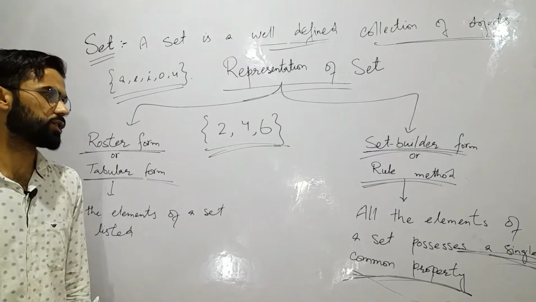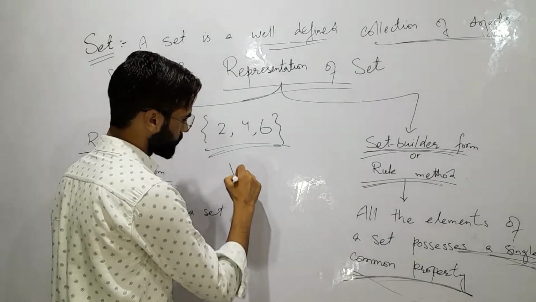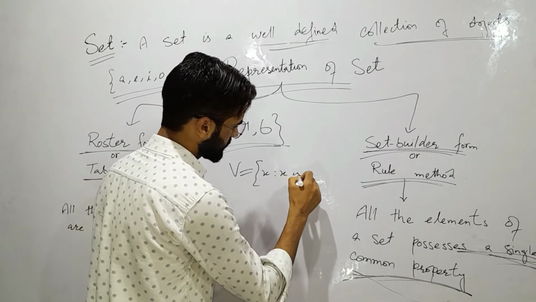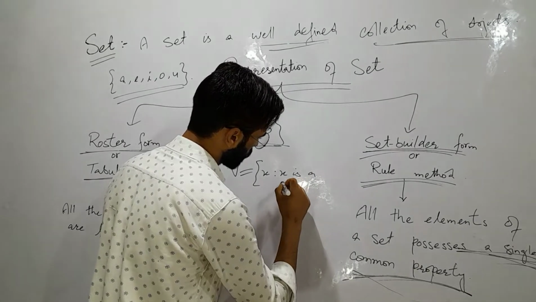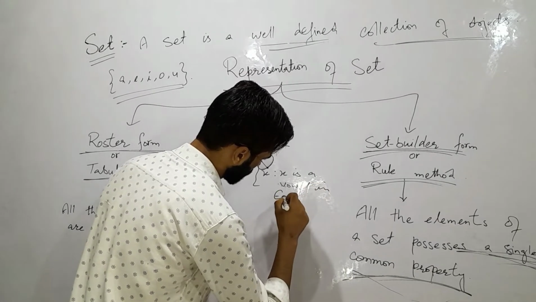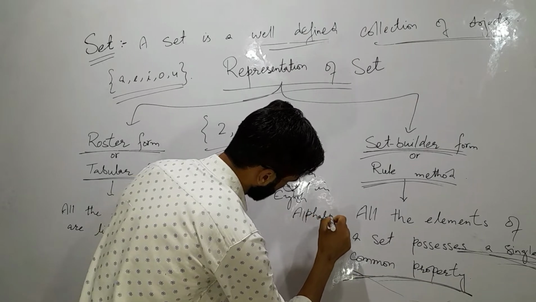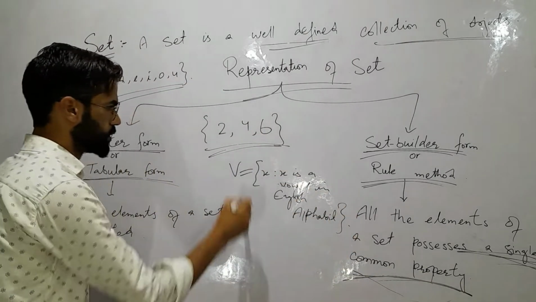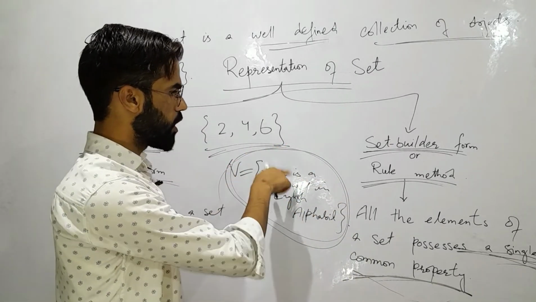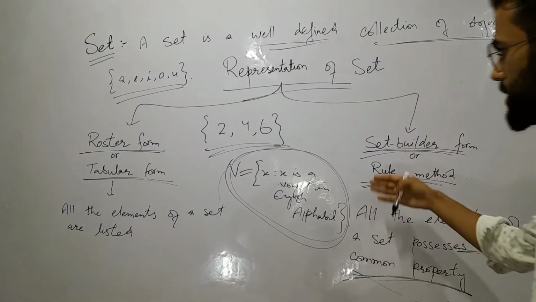सो सेट ऑफ इंग्लिश वॉवेल्स, इसको हम सेट बिल्डर फॉर्म में कैसे लिखेंगे? इसको रिप्रेजेंट करेंगे हम V से. V is set of vowels, फिर ब्रैकेट, फिर x, such that x is a vowel in English alphabet. Bracket close. So this is a set of English vowels, but in which form? In set builder form.